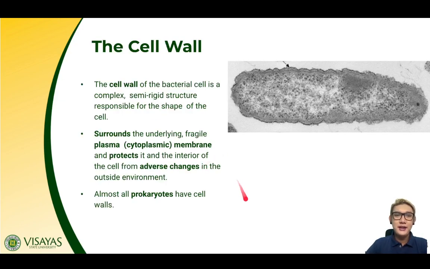So the cell wall of the bacterial cell is a complex, semi-rigid structure responsible for the shape of the cells. If you can see here, this is the electron micrograph of a representative bacterial cell, and the arrow being pointed here is the cell wall of these bacteria. The cell wall surrounds the underlying fragile plasma or cytoplasmic membrane and protects it and the interior of the cell from adverse changes in the outside environment.